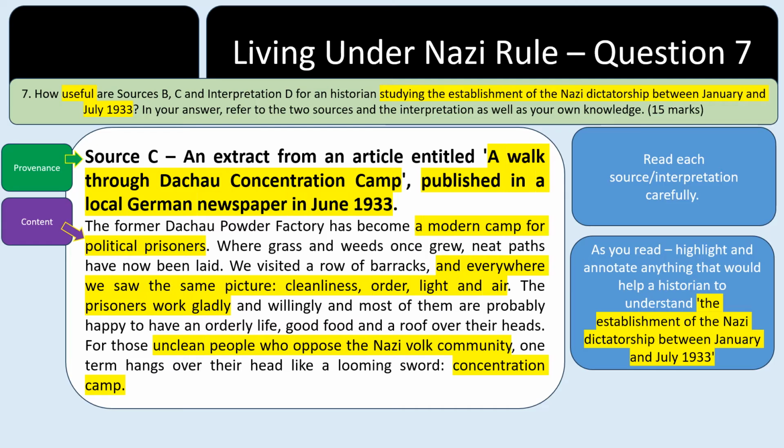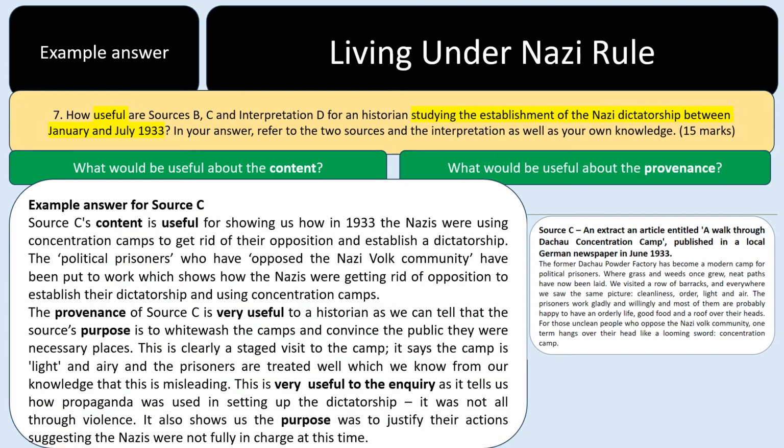So let's have a look at an example answer for source C. So again, we're writing about content and provenance for this example answer, and it's more detailed than it would need to be. So content and provenance is really what you want to think about, and particularly when you're looking at provenance, really try and hone in on the purpose behind the source.